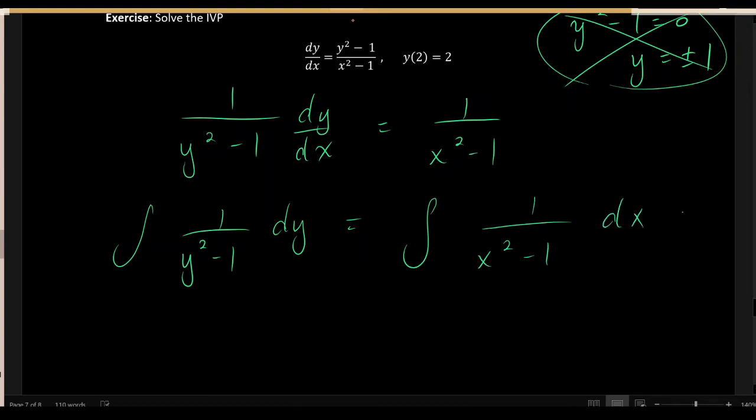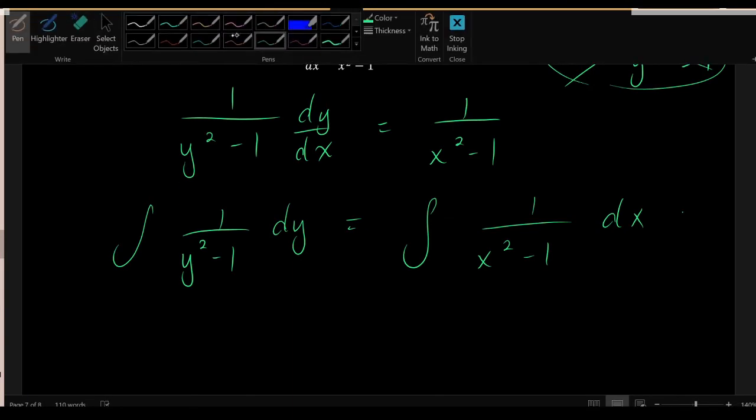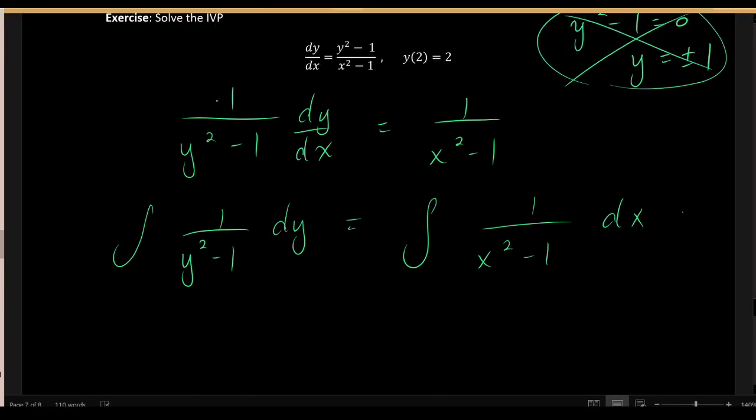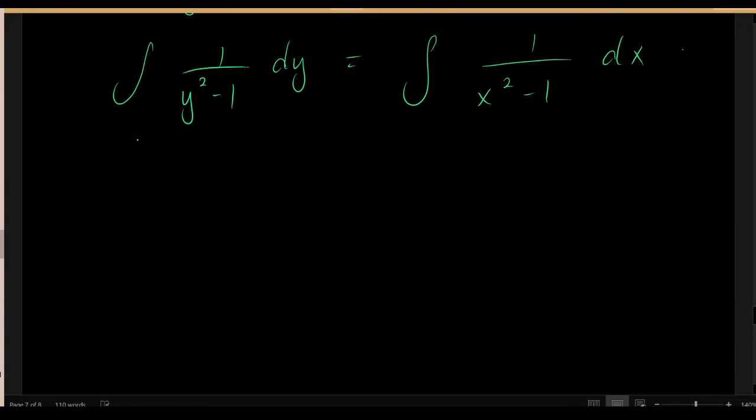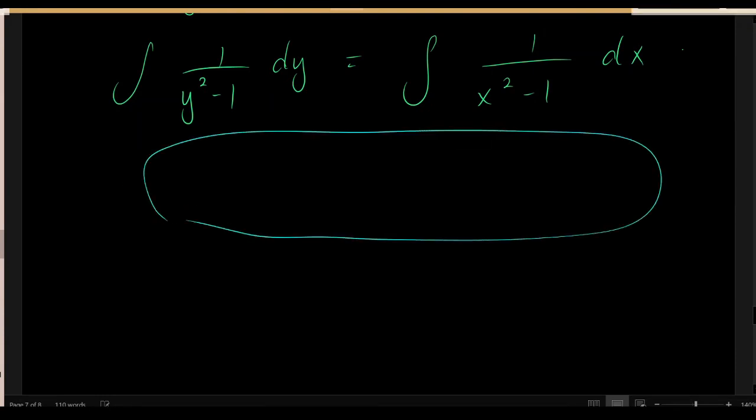This is another prime opportunity for partial fraction decomposition. If you have 1 over something minus 1, I'll just use u as a stand-in for the x on the right and the y on the left. Then this could be split up as a sum of a fraction with u minus 1 in the denominator and u plus 1 in the denominator.